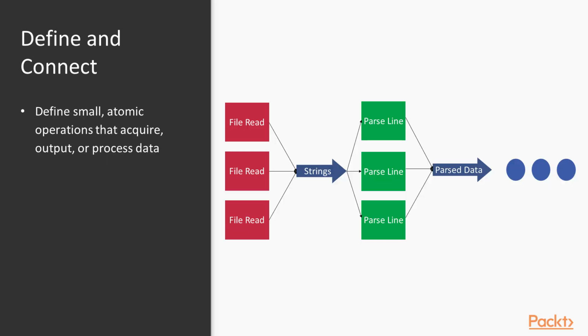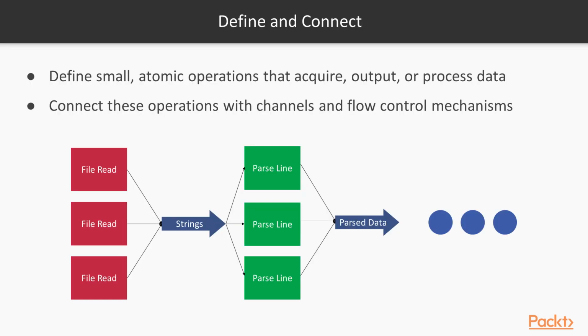The key to concurrent architecture is taking a layered approach to concurrency. We do this by defining small, self-contained operations that acquire data, process it in some way, or emit it from our system. Then we connect these operations using channels and flow control. In the next video, we'll discuss how data parallelism fits into our concurrent architecture model.